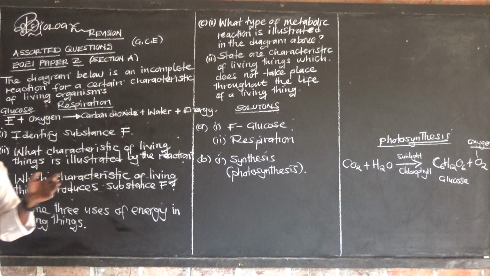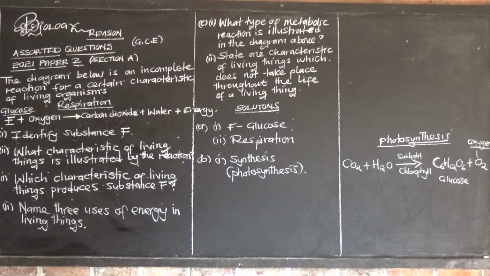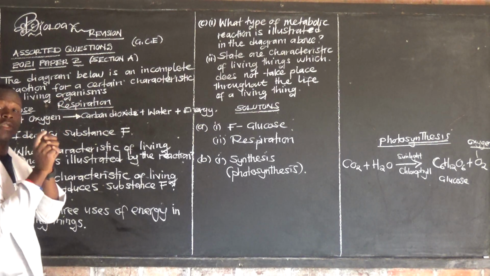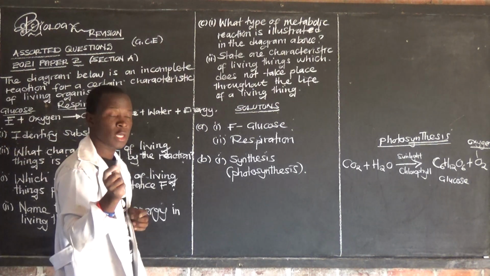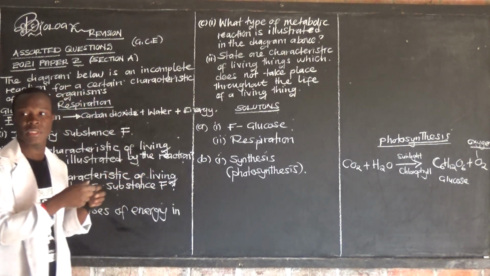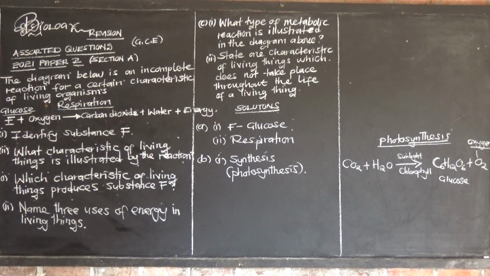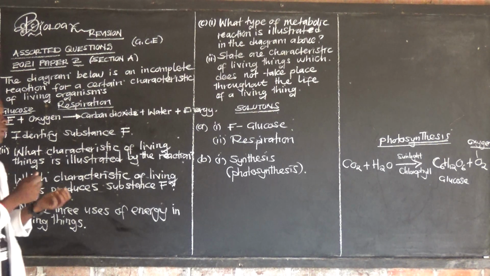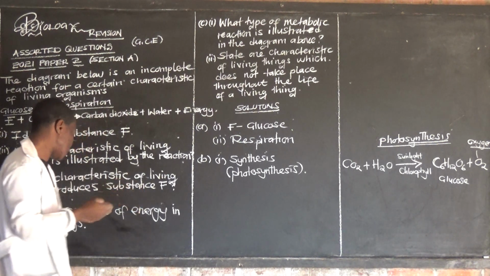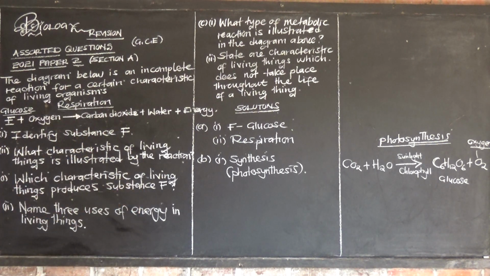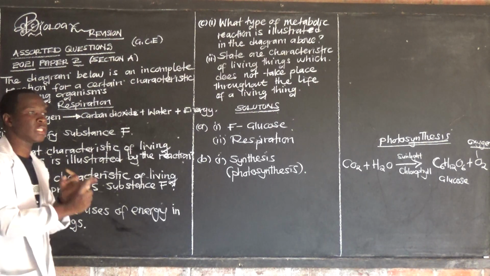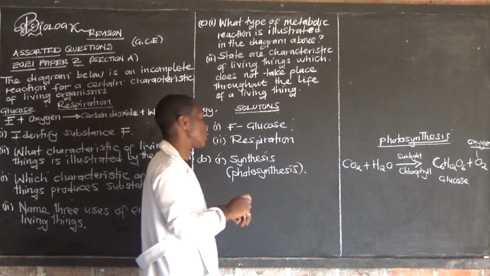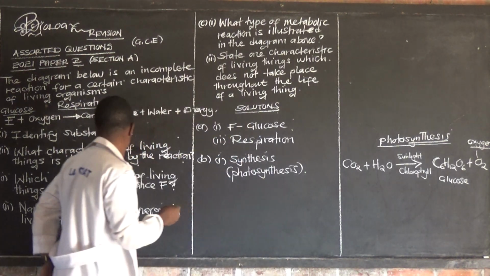Remember, what is active transport? Active transport is the movement of mineral ions from a lowly concentrated region to a highly concentrated region using energy. So we use energy in active transport. Plants use energy in active transport. We use energy in growth, in reproduction, and in locomotion. So there are a lot of uses.